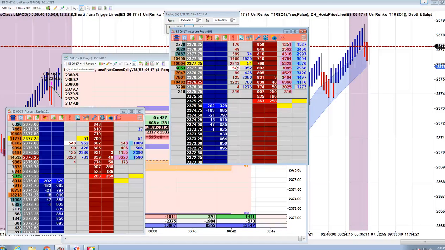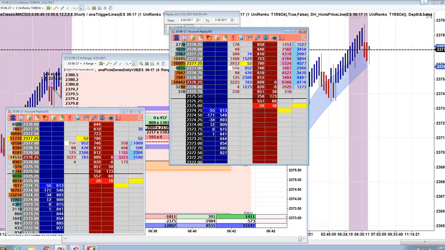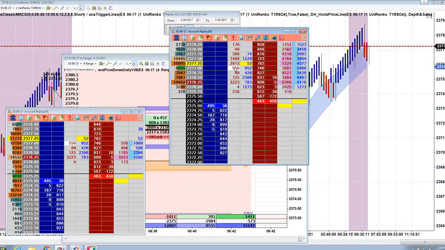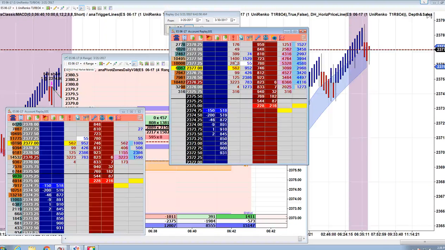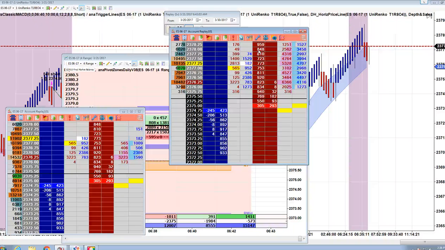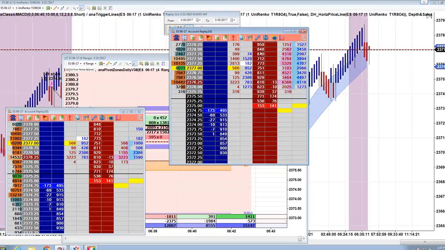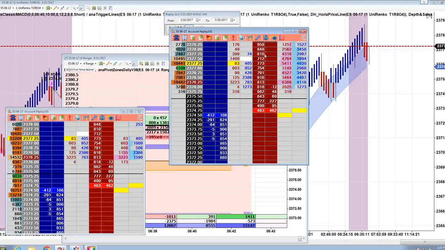These two columns are the actual orders that have gone off. In other words, these are trades that have been executed. The red are the sells, the blues are the buys. Here is the resting offers, and here's their snapshot. And this is very important here. This is the split volume.